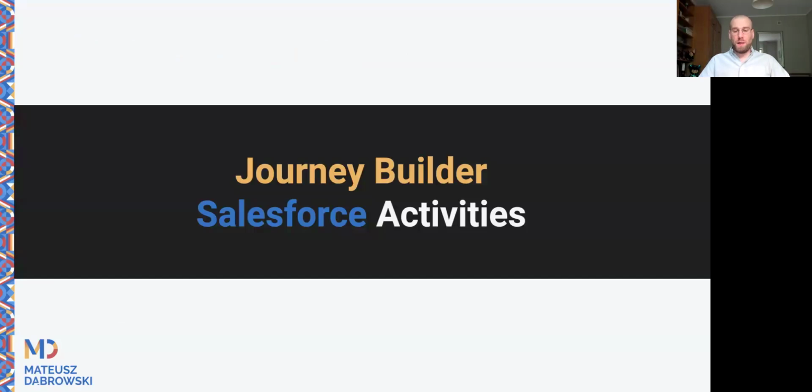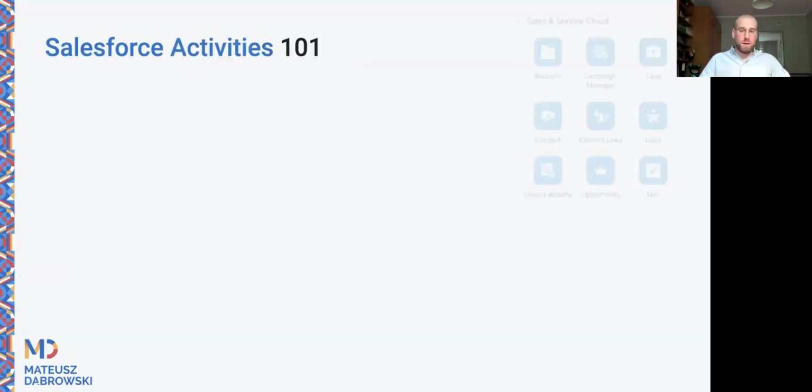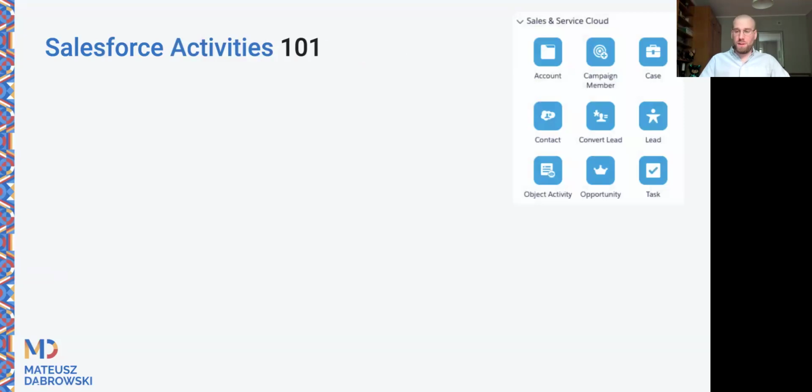Okay, so now let's jump into the Salesforce activities. So this out-of-the-box part allows you to move data from Journey Builder back to the CRM. As you could see earlier, we have 9 of those. And as I mentioned earlier, the object activity is the king because it can do everything that the other 8 can do.